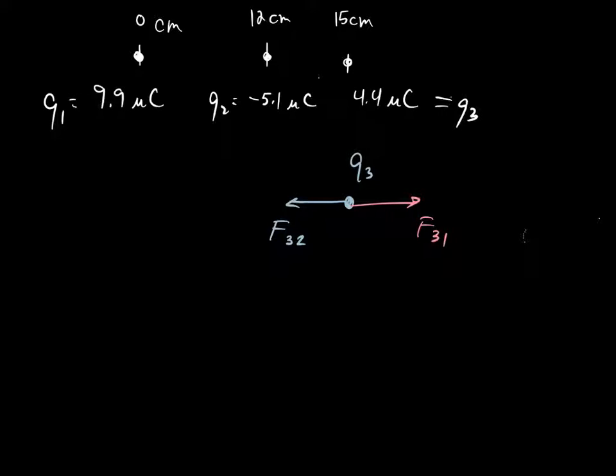All right, now, beyond that, we have to look at our distances at the top. So when we're looking at F13 or F31 here, what's the distance between particle 1 and 3? What's the distance between 1 and 3?